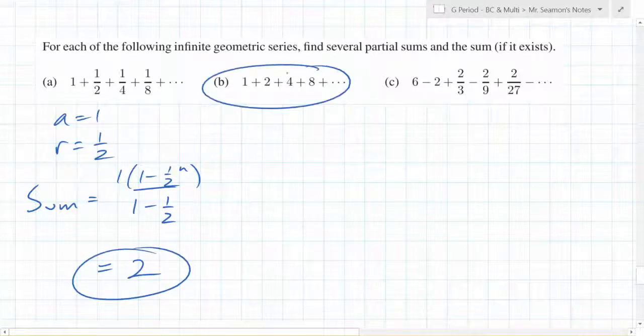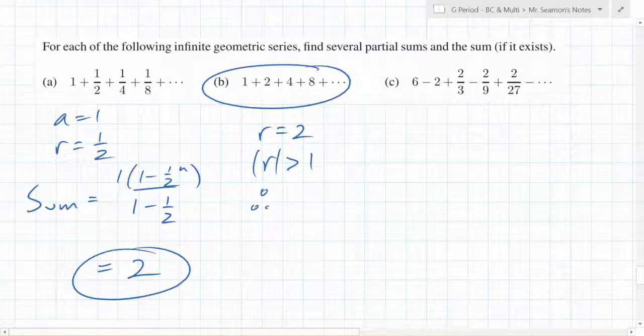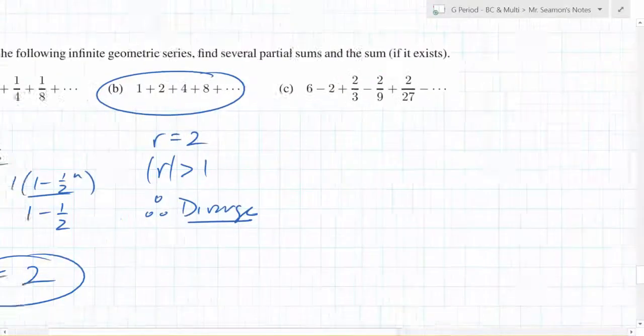What about this one? What is R in this case? R is 2. The absolute value of R is greater than 1. So what do we know? It diverges. Do you know that three dots thing that I just did on the board? Therefore. Yeah, good.